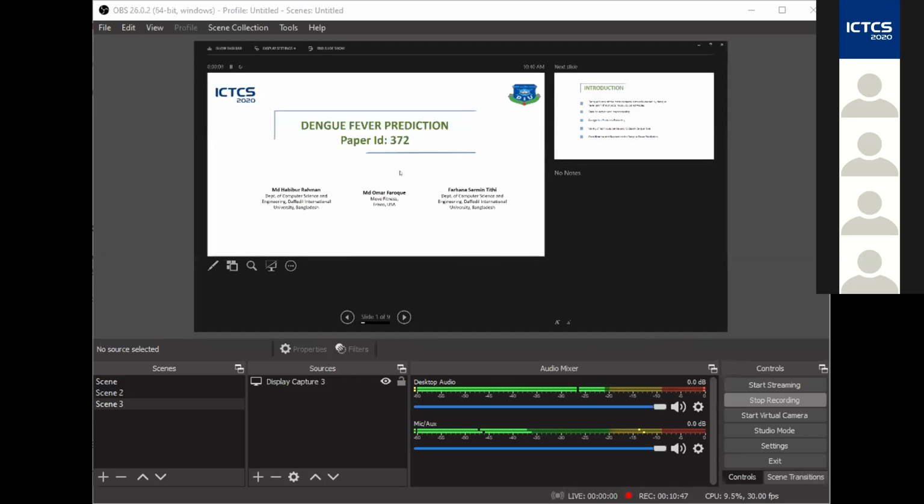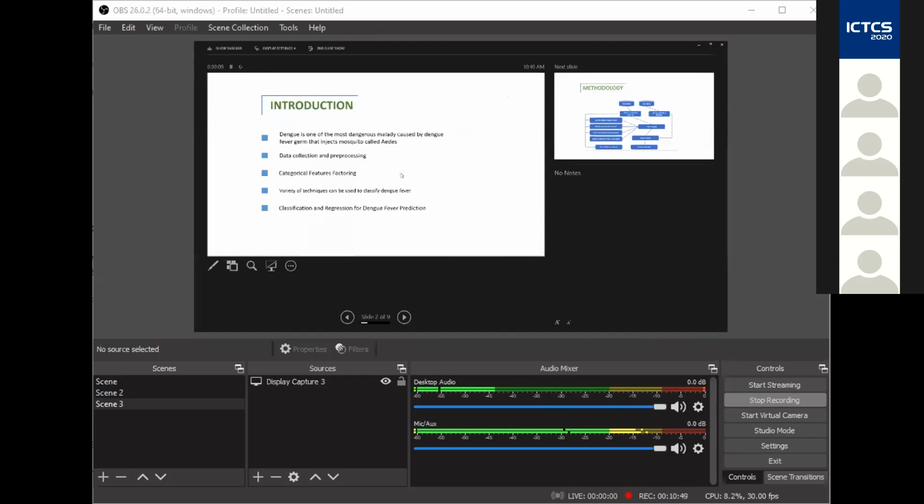Okay. So here is my introduction. Dengue is one of the most dangerous maladies, caused by the dengue virus, which is transmitted by mosquitoes. If you can detect dengue early, the mortality rate is less than 1%. If it is detected at a severe stage, the mortality rate is 2 to 5%.